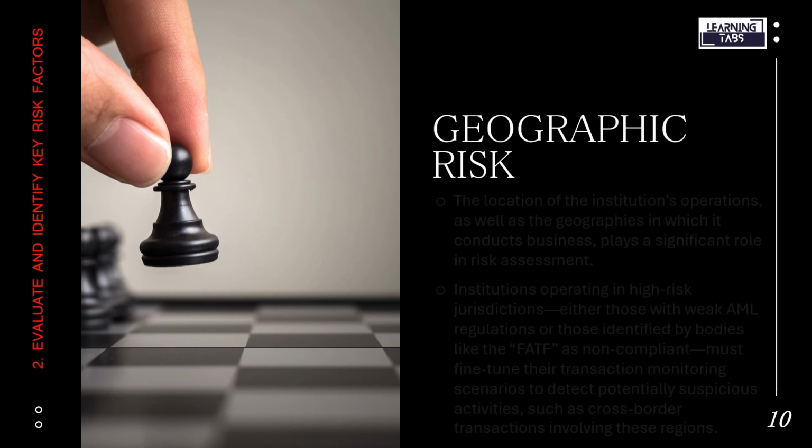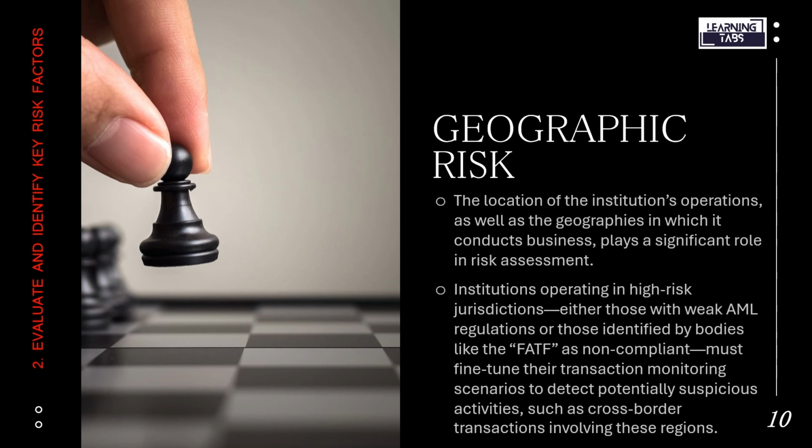Geographic risk. The location of the institution's operations, as well as the geographies in which it conducts business, plays a significant role in risk assessment. Institutions operating in high-risk jurisdictions, either those with weak AML regulations or those identified by bodies like the FATF as non-compliant, must fine-tune their transaction monitoring scenarios to detect potentially suspicious activities, such as cross-border transactions involving these regions.